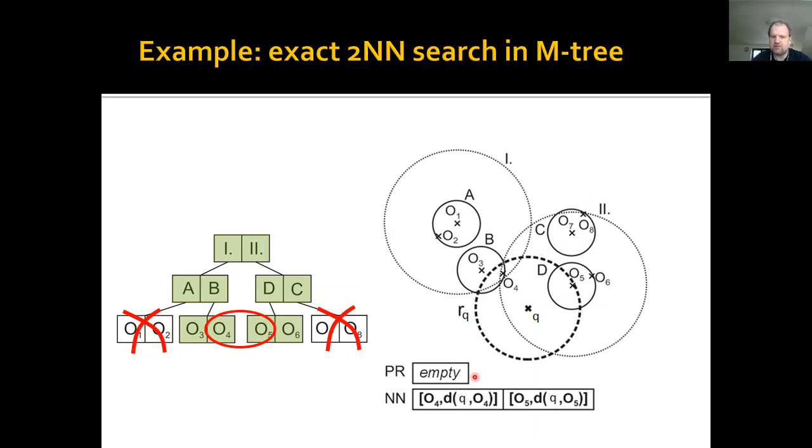region that was still in PRQ was filtered out because the lower bound of C was larger than the upper bound to 05. So we're basically done, and the final answer to exact two nearest neighbors to this query is 04 and 05, and we filtered out just two nodes from the search, but this is a very easy example.